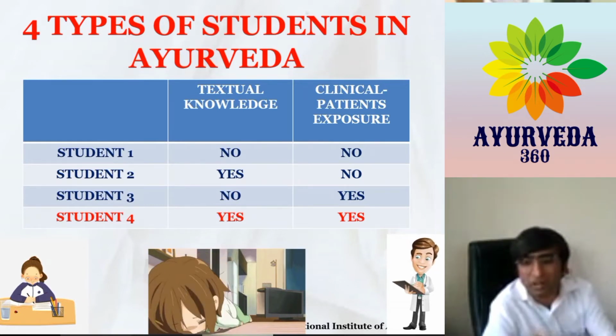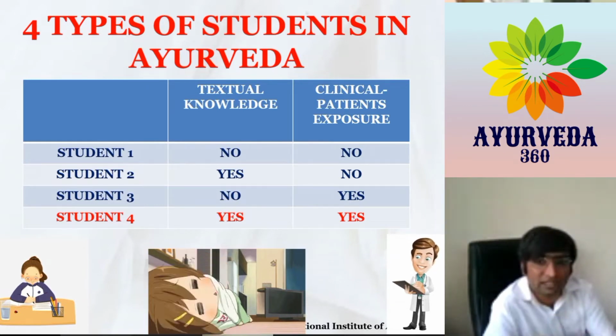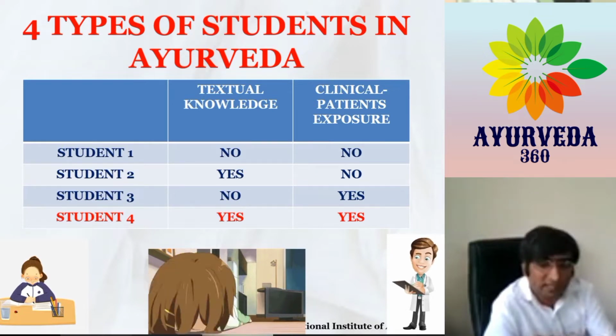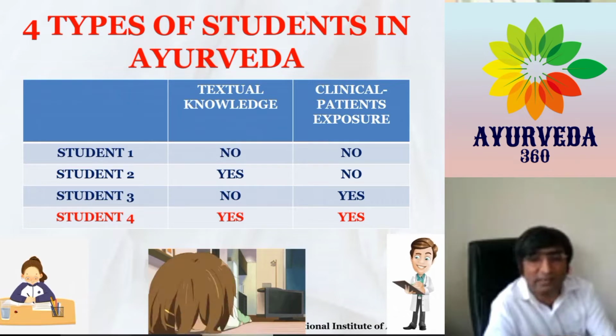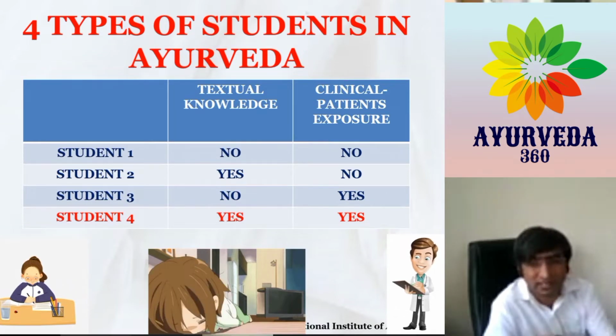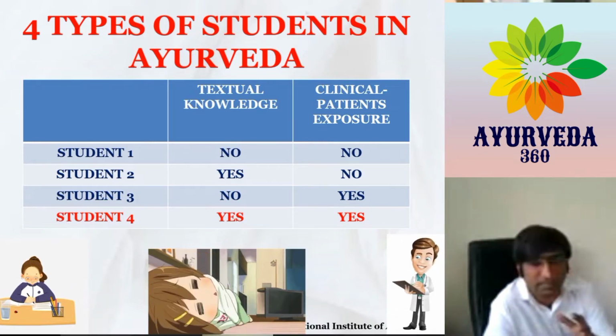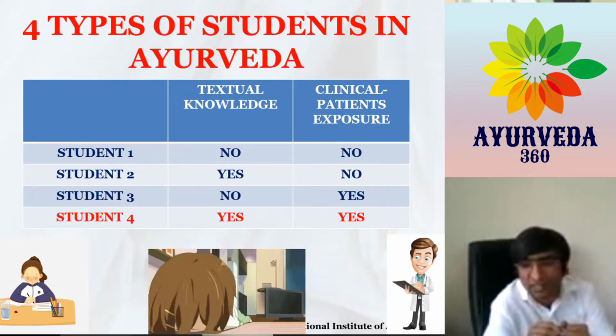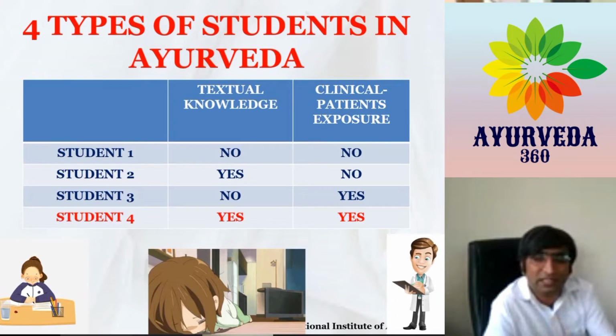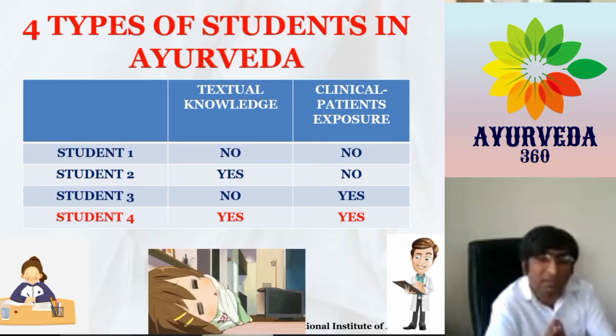Now there is another student, student number 3. He may not have textual knowledge, but definitely he may have clinical exposure. He may be interested in listening to the patient. So these kinds of students, 3 and 4, are usually running their clinics. Student 3 will usually run a clinic. He may succeed, but he doesn't know why the medicine is given, why the diagnosis is done. He doesn't have textual knowledge. He just copies his or her own teacher during the internship and writes it in the prescription. Certain times it works, certain times it doesn't work. Maybe he's a very good orator. That's why patients are there with him.